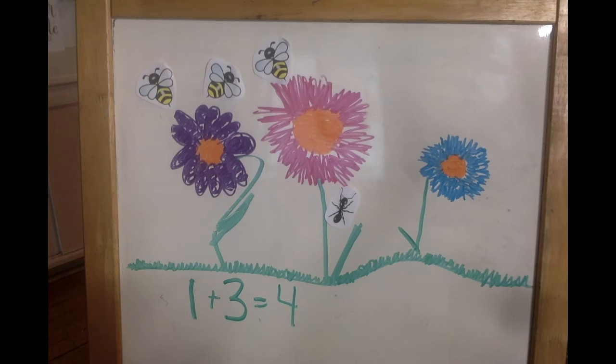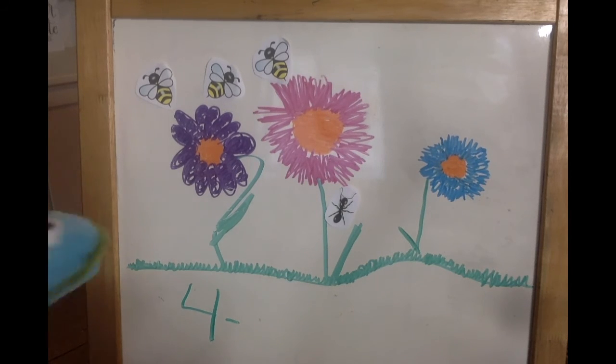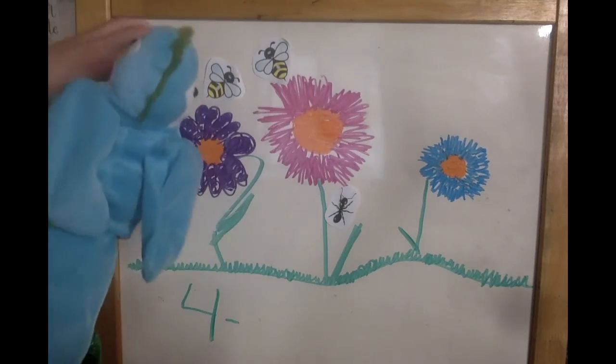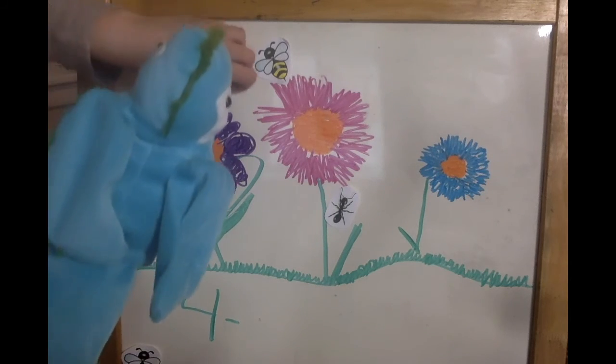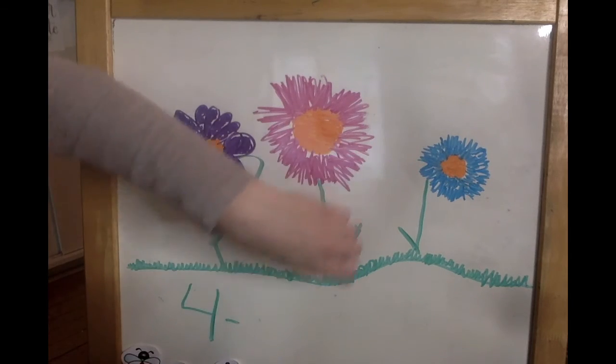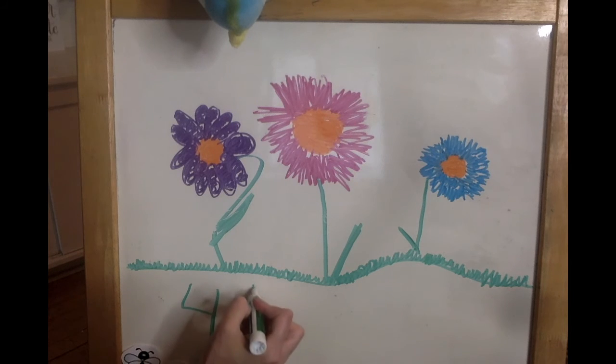But I hear the flapping wings of that bird. And he's going to scare some people away. All right, let's see what happens. Here he comes. Caw! 1, caw! 2, caw! 3, caw! 4. And that bird decided he was going to sit in the garden. He scared away all 4 bugs.